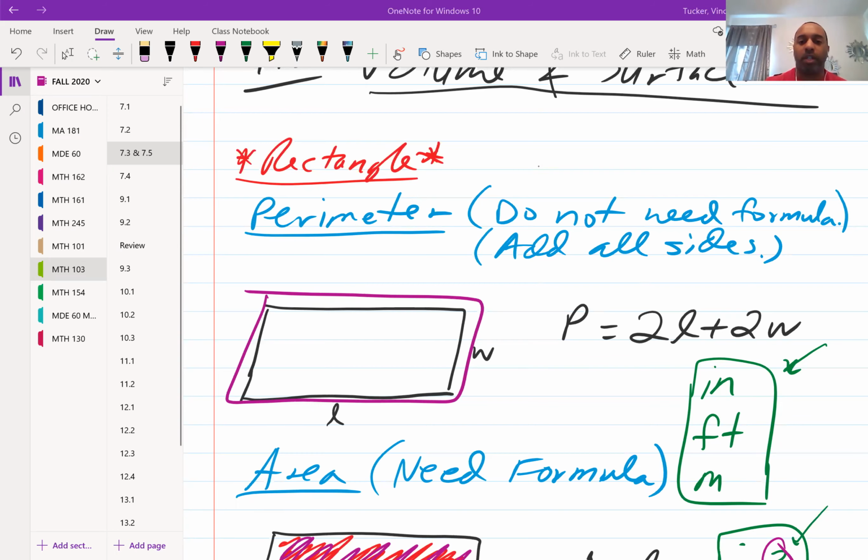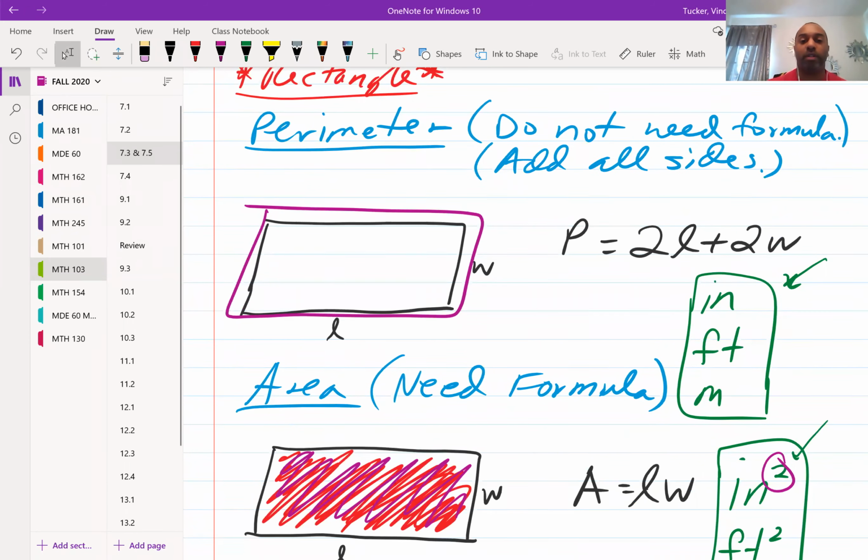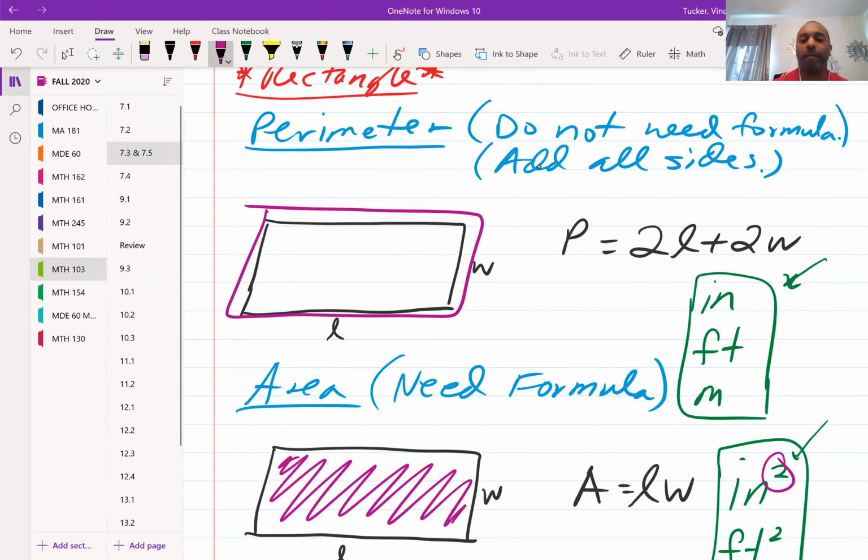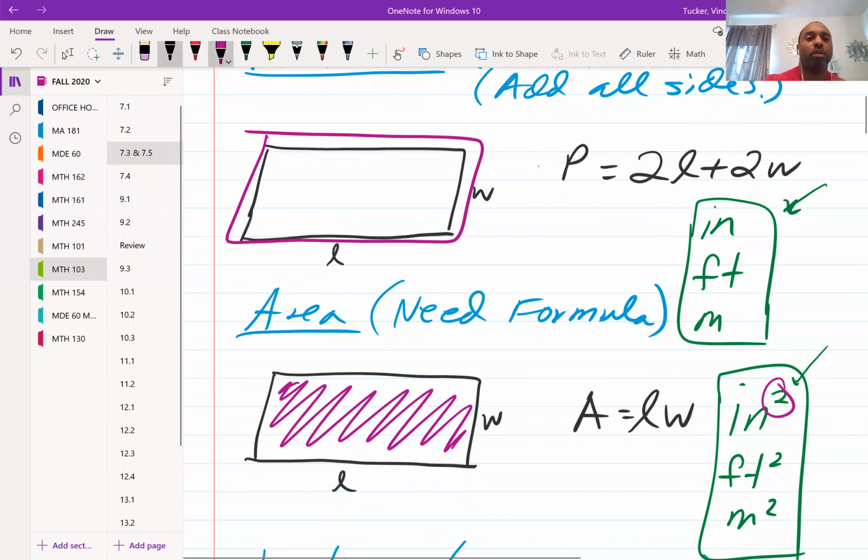All right, so looking at the area, the difference between the area and the perimeter is that the area is the amount of space that the shape takes up on the inside, or two-dimensionally on the inside. So we're talking about the inside versus the outside. And you will need a formula for the area. So when you talk about the perimeter, add up all your sides. You may have a formula, you may not, but you don't need one. But for the area, you will need a formula. For the rectangle, the area is length times width.